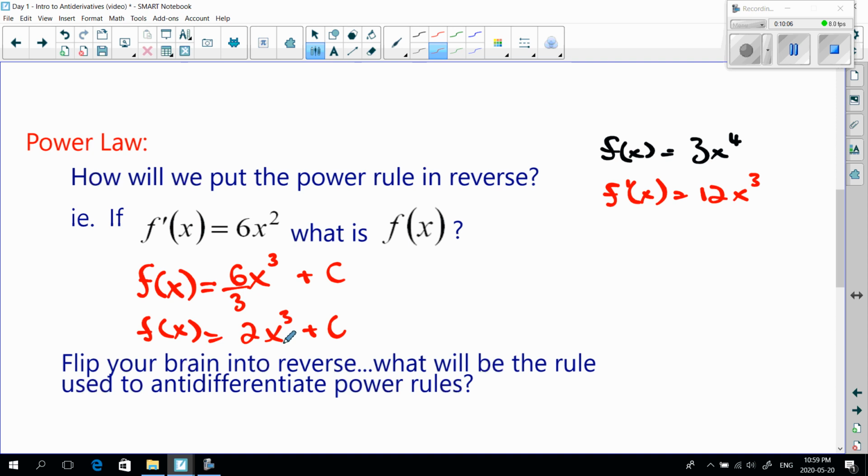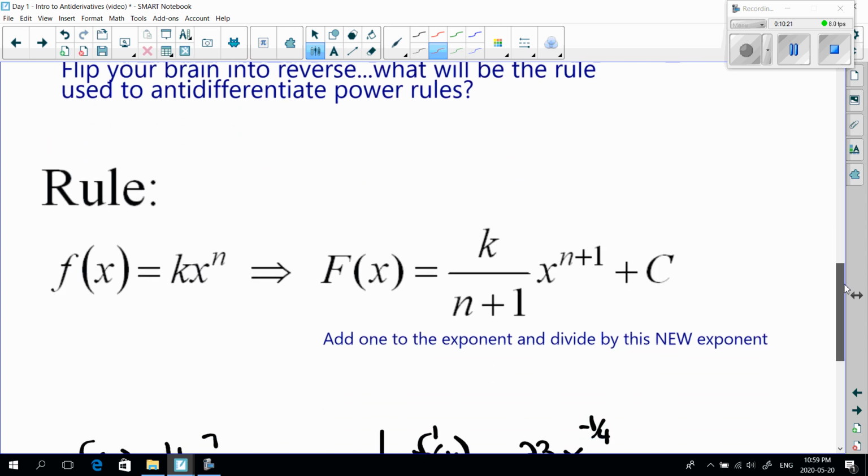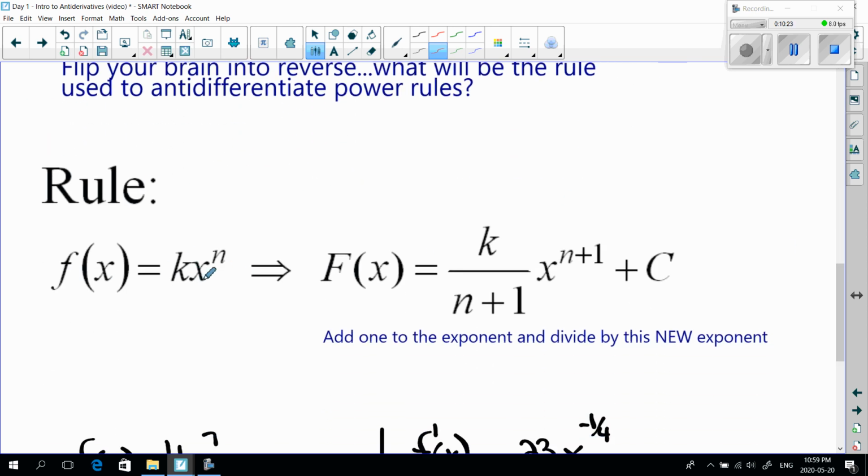Double check your work. If f of x equals 2x cubed, f prime x, 3 times 2 is 6, x to the 3 minus 1, 2. So you add 1 to the original exponent and then divide by that new exponent. Don't forget to write plus c. Here it is. If f of x equals k times x to the power of n, the antiderivative is k divided by n plus 1 times x to the power of n plus 1 plus c. So I'm adding 1 to the exponent and dividing by that new exponent.